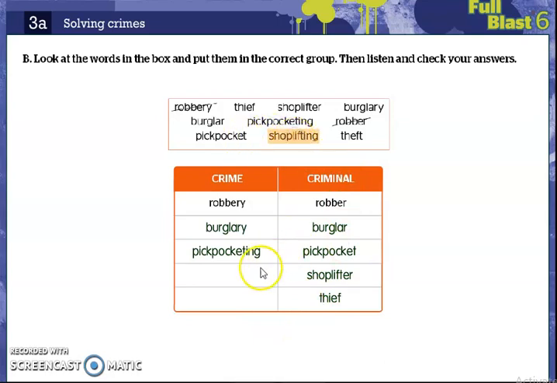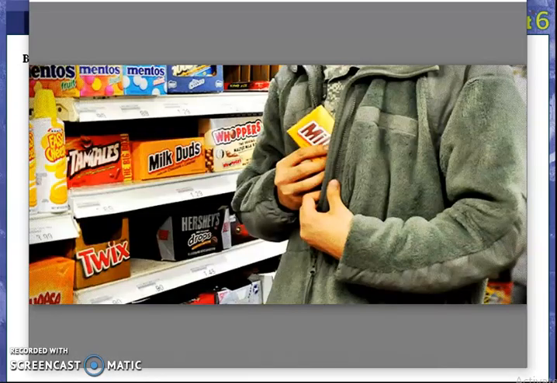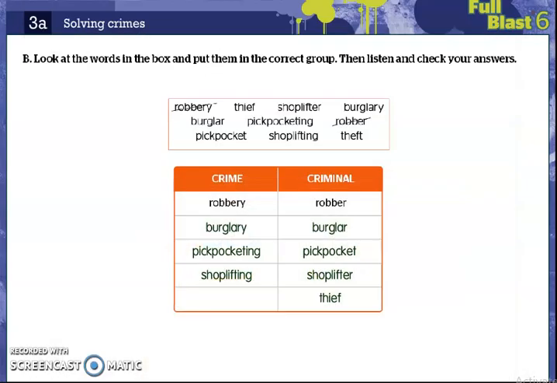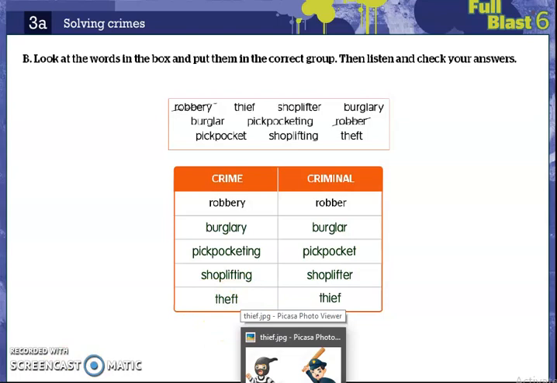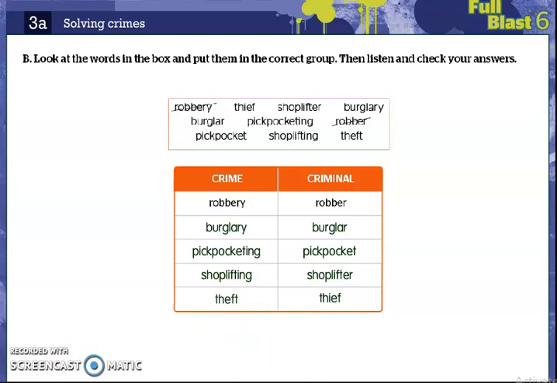Then shoplifting is a crime. It is a crime of taking goods from a shop without paying. The last word is theft. And theft is the criminal act of stealing something from somebody or somewhere.